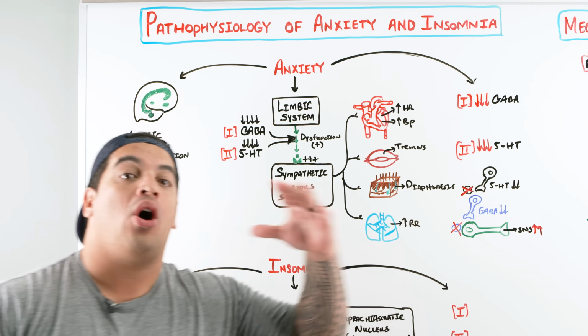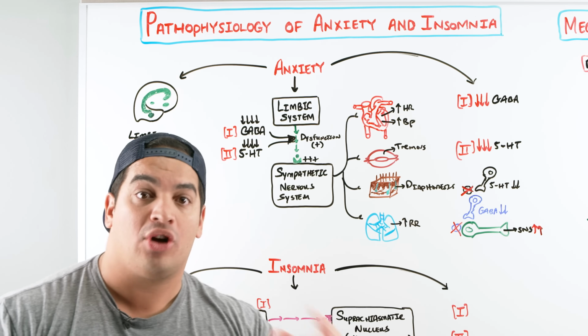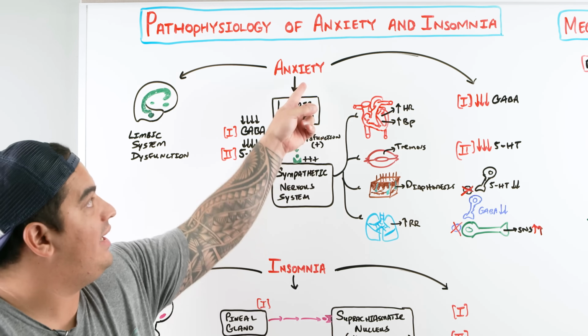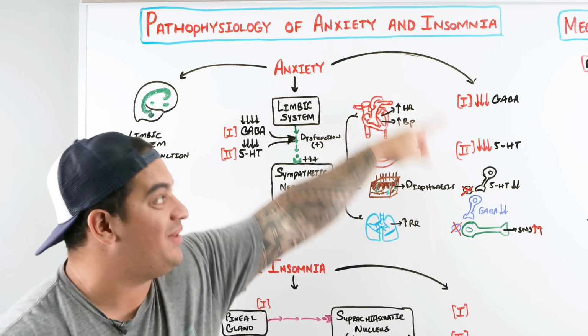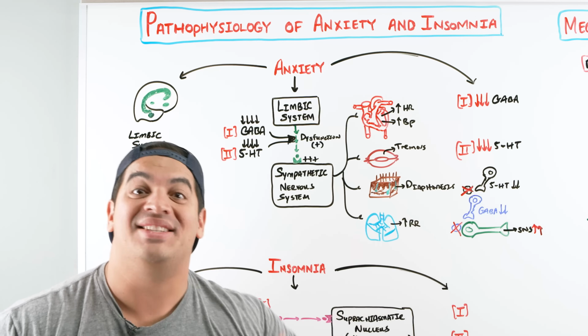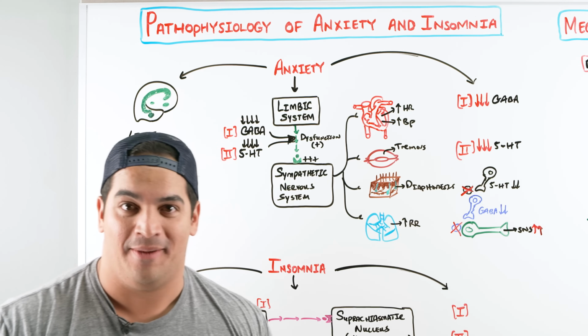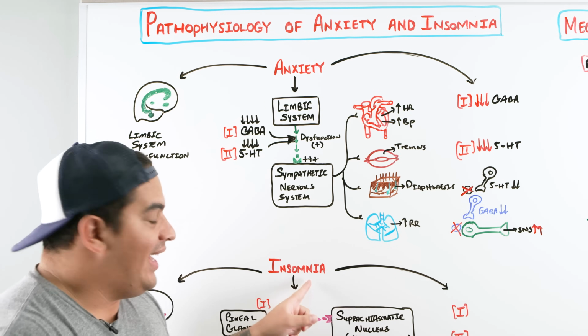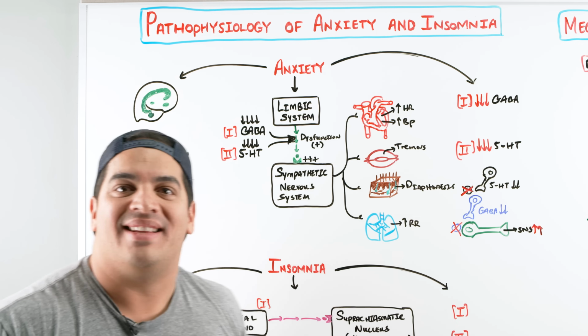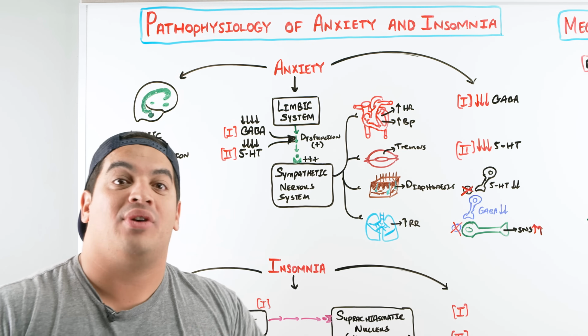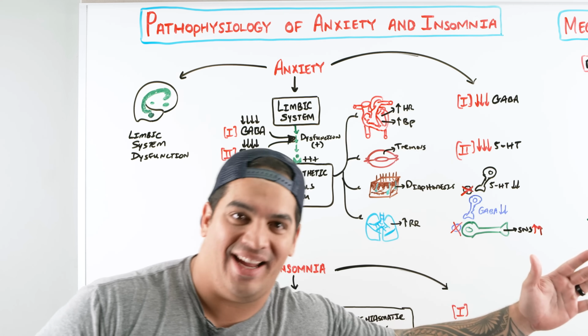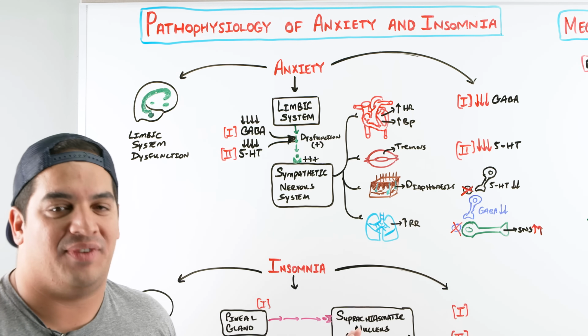Now, let's talk about insomnia, because now we're going to talk about hypnotic agents. So for anxiety, we're going to use drugs that are going to try to increase GABA and increase serotonin. They'll have anxiolytic effects. They'll cut the anxiety. In this situation, insomnia, the inability to sleep, we're going to talk about drugs that are hypnotic agents. But first, we have to understand the pathophysiology of insomnia.